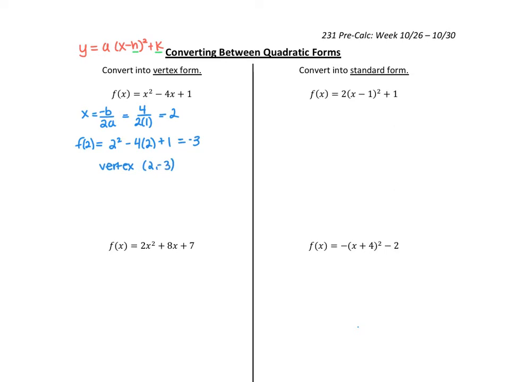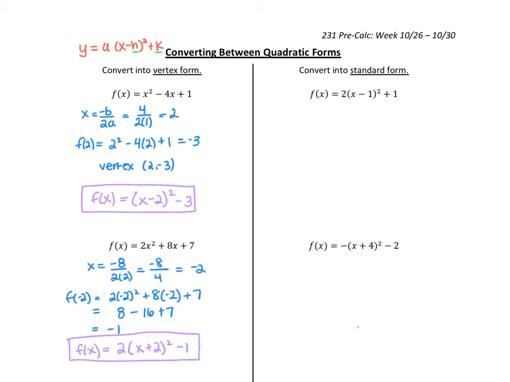and then we can go ahead and put it right into vertex form. In this case, our a is 1, so y equals, or f of x equals 1 times (x minus 2) squared, x minus h. So (x minus 2) squared minus 3, and that is my equation in vertex form. So go ahead and try the next one and then check your work.